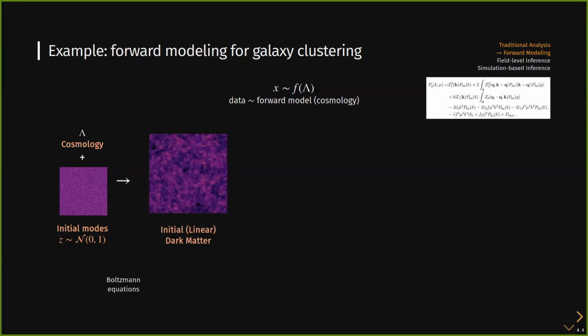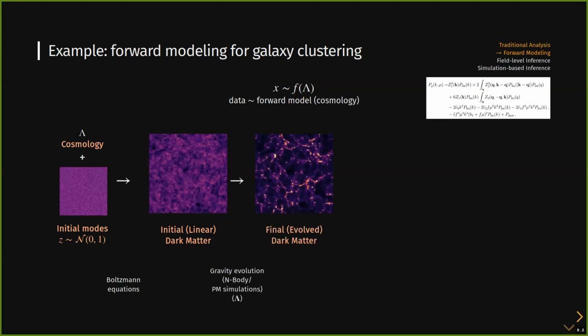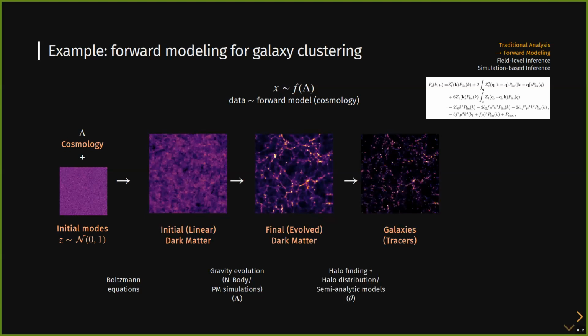You use them to construct the initial distribution of the dark matter in the universe. You forward model that dark matter to collapse under gravity using N-body simulations or particle mesh simulations to get how dark matter is distributed today. And then you populate these simulations with galaxies. So you need to find some dark matter halos, use halo occupation or other semi-analytic models to populate galaxies.